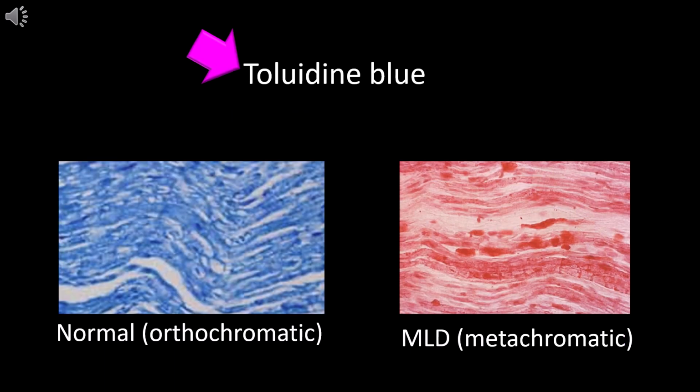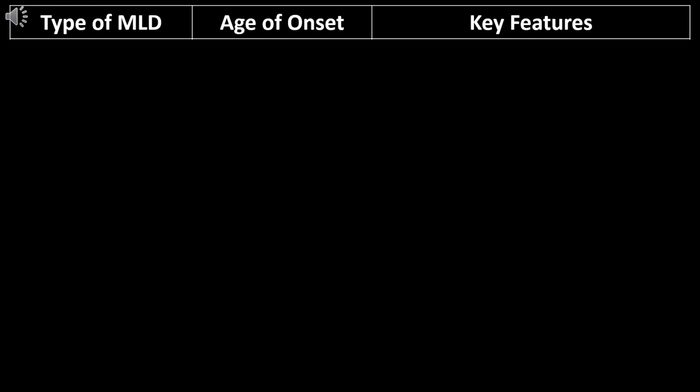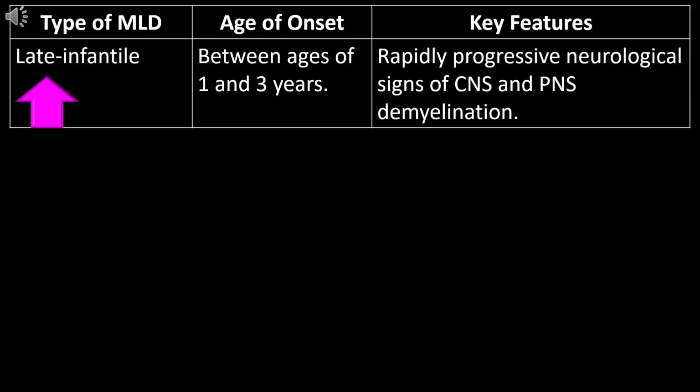Here, toluidine blue was used to stain nerve tissue. The normal nerve tissue stains blue. The nerves of patients with metachromatic leukodystrophy stain red and show clumps of material. Based on onset age, we have a late infantile form, with onset between 1 and 3 years, that presents with rapidly progressive signs of CNS and PNS demyelination.